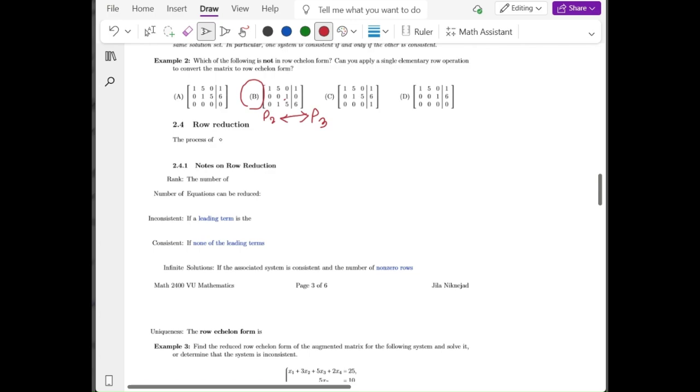The process of using elementary row operations to obtain a row echelon form is row reduction.